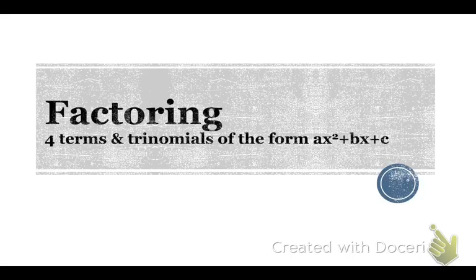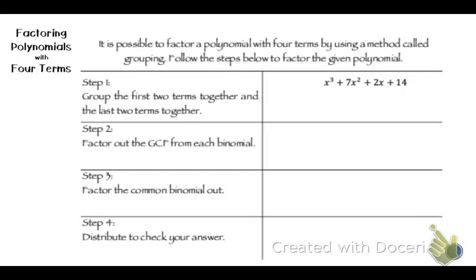All right, cool. Factoring four terms, and trinomials of the form ax squared plus bx plus c. Last time we factored forms without a number in front of our trinomial. So this will be fun. Let's see what we got. So this first one, four terms. Four terms are actually kind of fun to factor. So the way we're going to do this is by grouping.